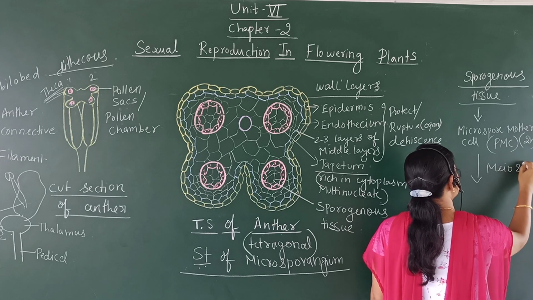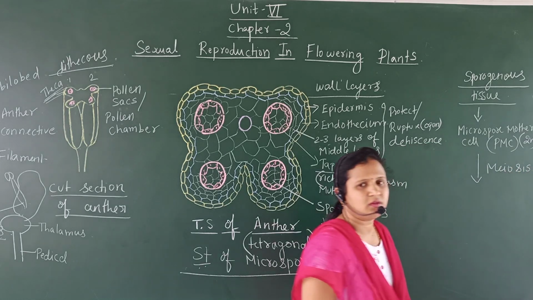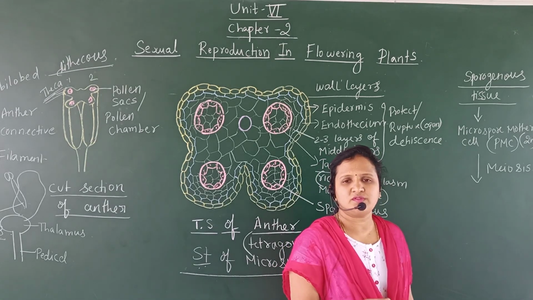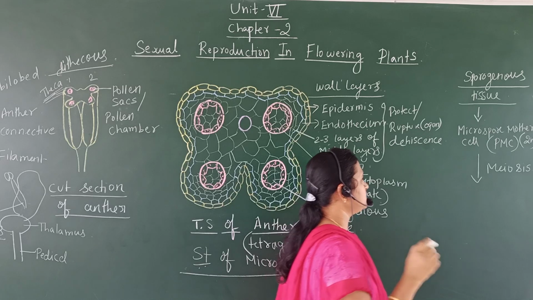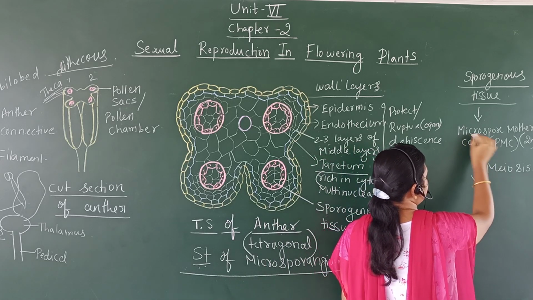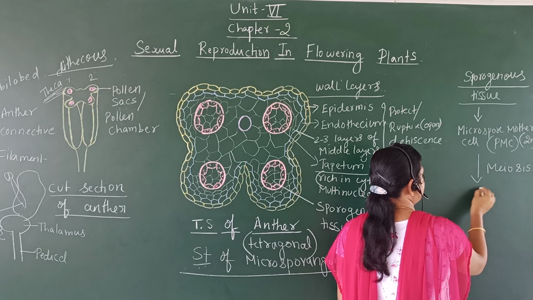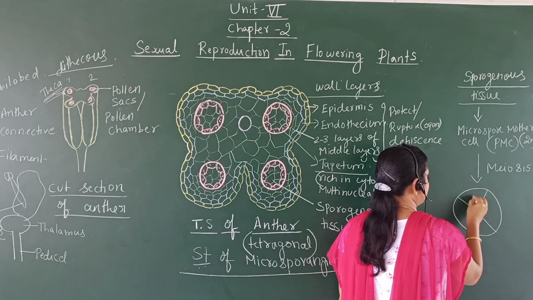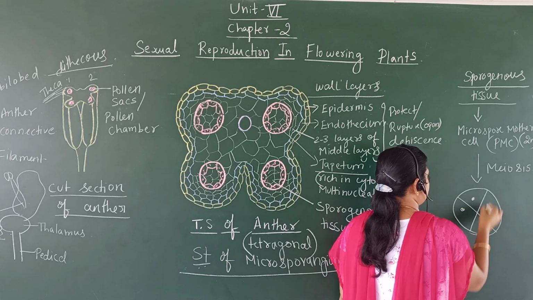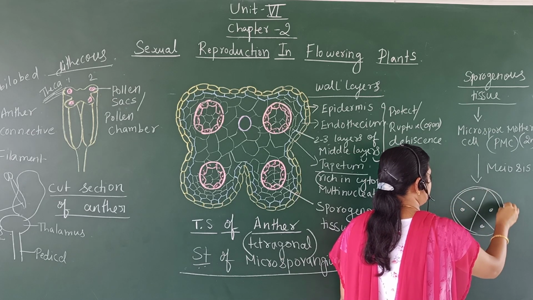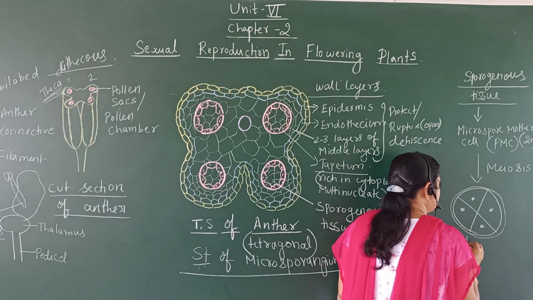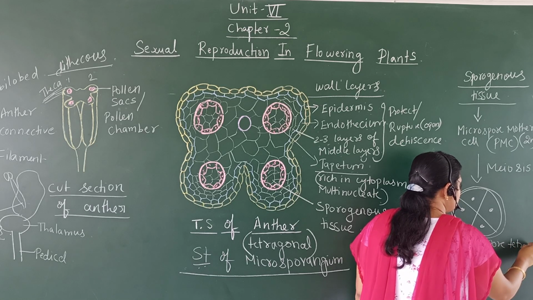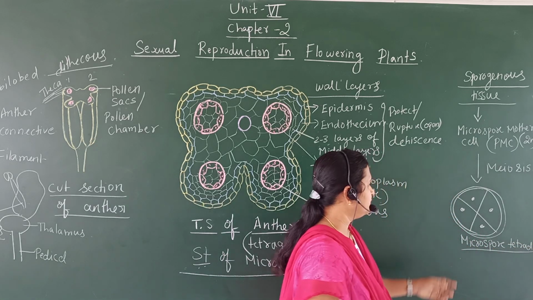In your first year classes you have studied meiosis, and at the end of meiosis, by meiosis 1 and meiosis 2, 4 cells will be formed. In the same way, the microspore mother cell undergoes meiosis, and all the 4 cells will be formed and will stay intact together, and hence it is called a microspore tetrad, because all the 4 cells will be together.